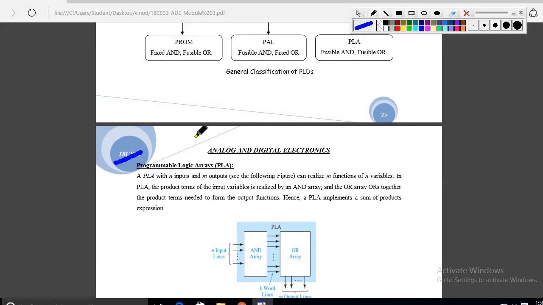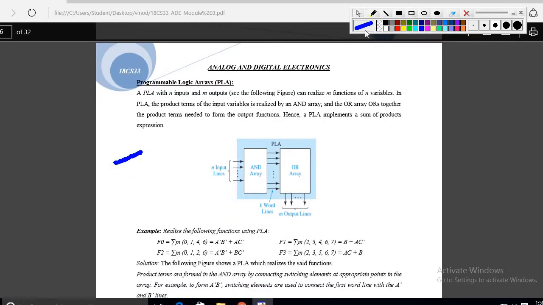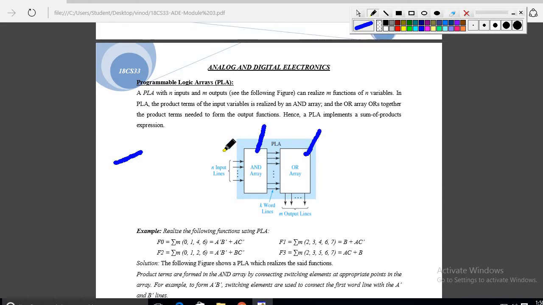The programmable logic array, PLA, consists of what? We have already seen that it consists of a fusible AND array and a fusible OR array. The AND array consists of n input lines, k word lines and m output lines. This is the structure of the PLA. While solving the example, we have an AND array as well as an OR array, with the input lines, the output lines, and in between the k word lines. This is about the programmable logic array, and while solving examples it will be very clear.